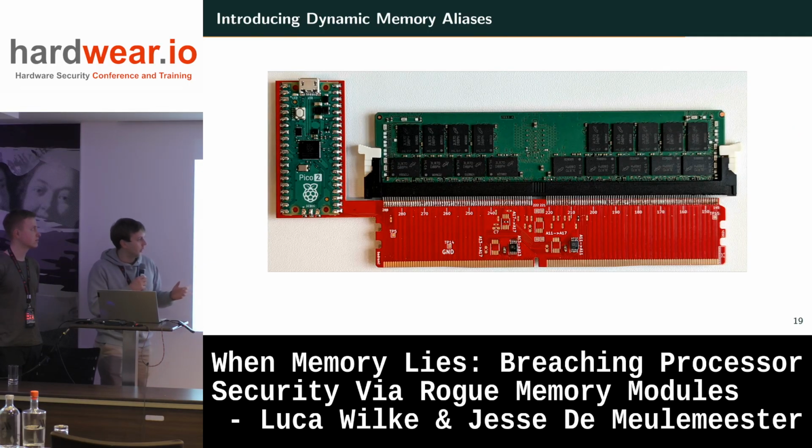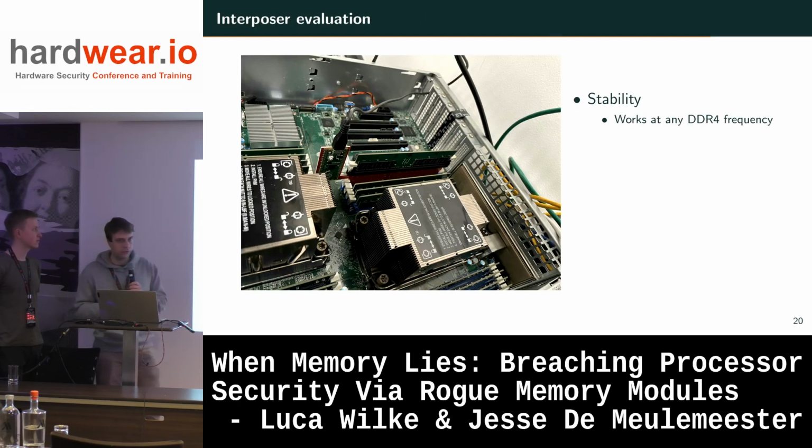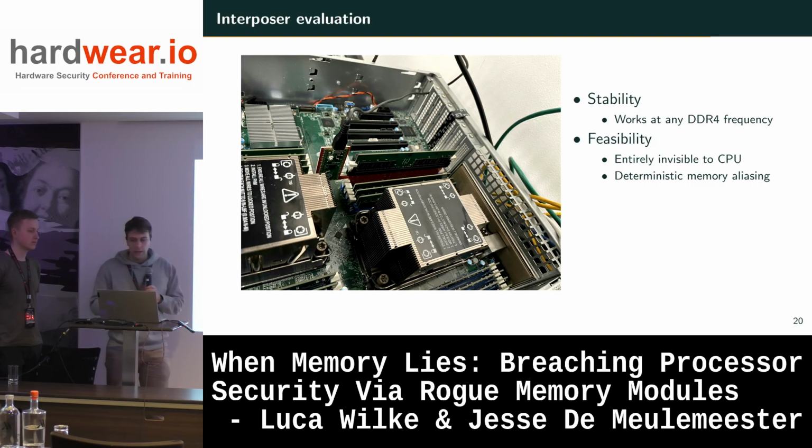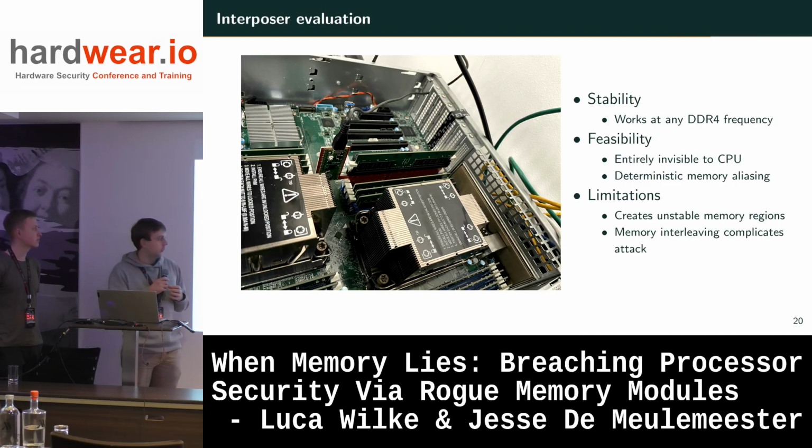And we implemented this on an interposer. You can see here we have a simple analog switch connected to a microcontroller to drive this switch that allows us to perform this attack. We tested this on a few different server systems, and this actually works stable at any DDR4 frequency, and is also completely deterministic and entirely invisible to the CPU. The CPU cannot detect it because it's only modified after the signals leave the CPU. Now, there are some limitations because it does create unstable memory regions due to parity checking on the memory bus. But I don't have time to go into the details now, so you can talk to us later.